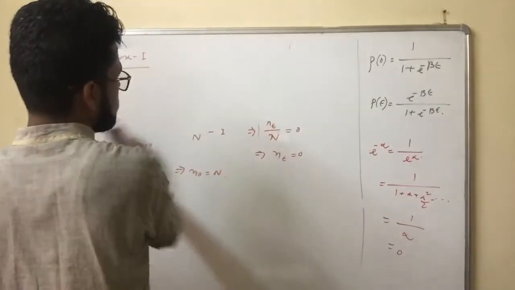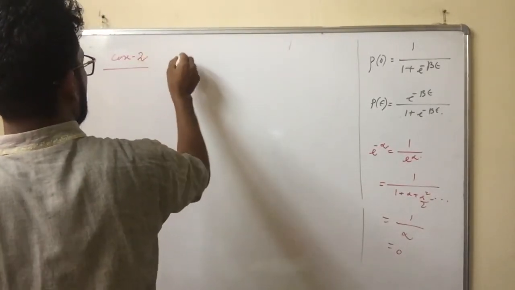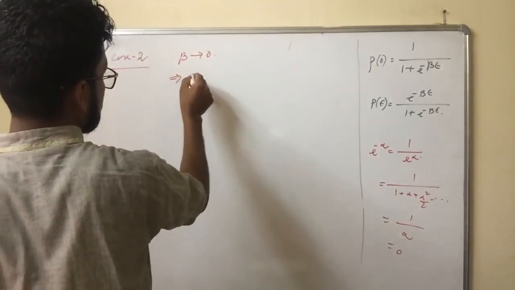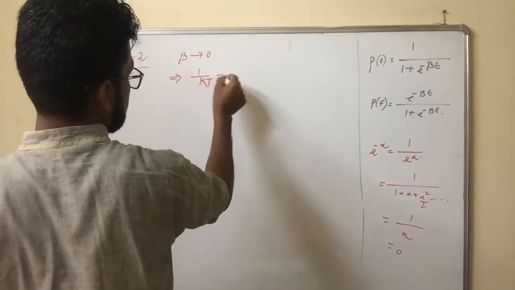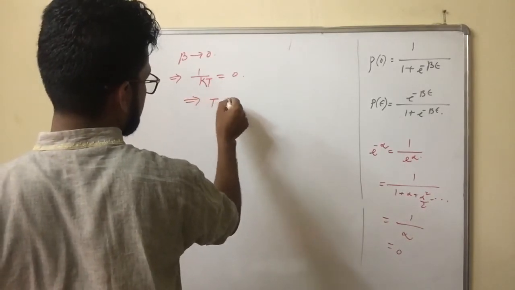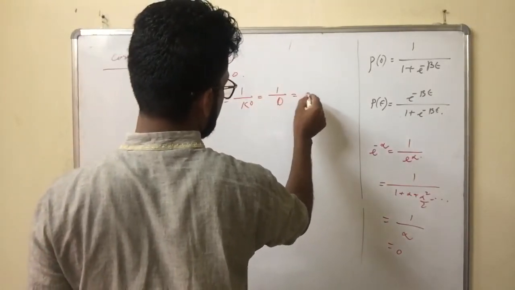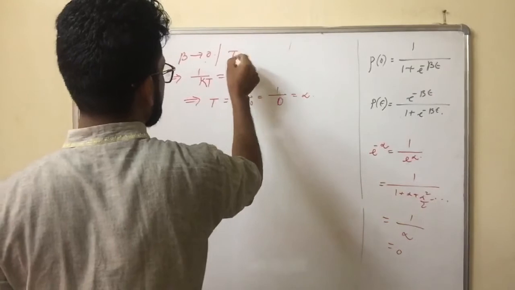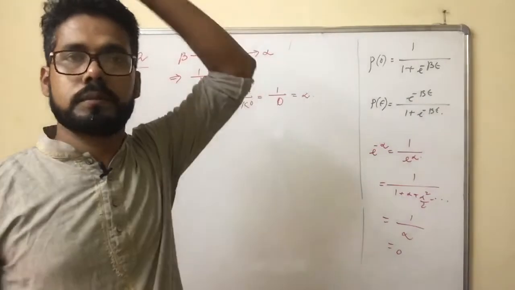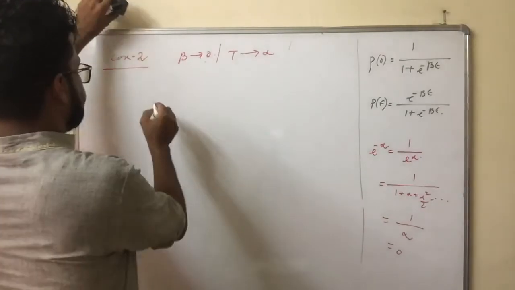Okay, case 1. Case 2. You got it? Case 2: when beta tends to 0. Beta tends to 0 means 1 by kT equals 0. kT equal to 0 means T equals how much? 1 by k0, and k0 means 1 by 0. So beta tends to 0 means T tends to infinity. In a question they can give you either beta tends to 0 or T tends to infinity. Okay.